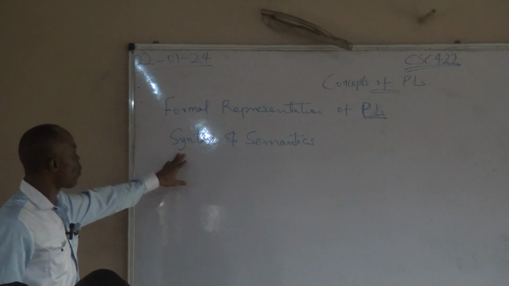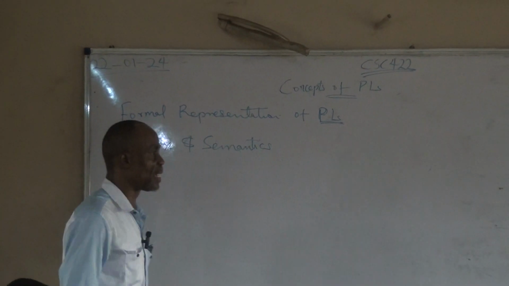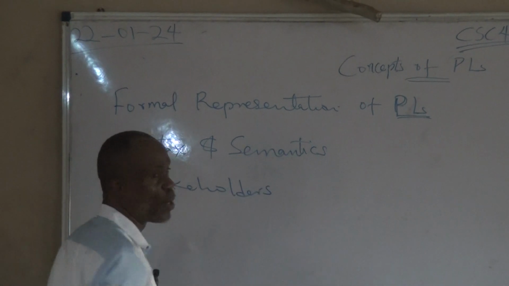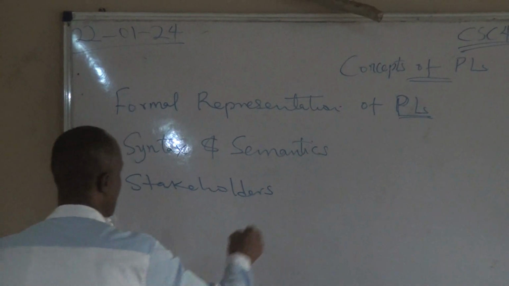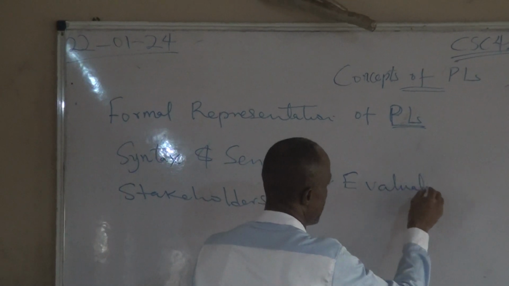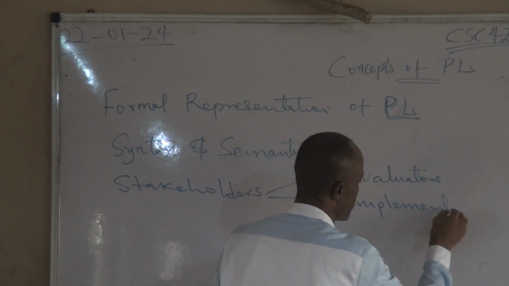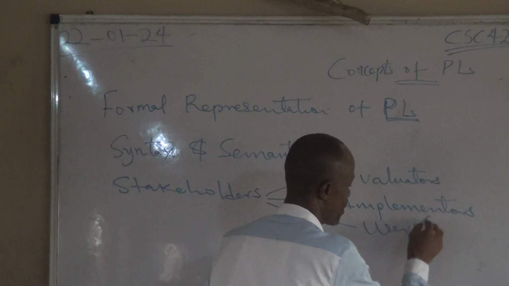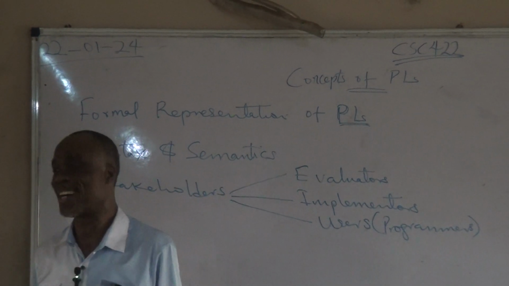Now, why do we need to formally represent programming languages? There are 3 basic stakeholders of programming languages, and this is why we need to formally represent them. The first set of persons are the evaluators. Then the second set of persons are the implementers. And the third set, the programmers, which we refer to as the users. The users of programming languages are the programmers.